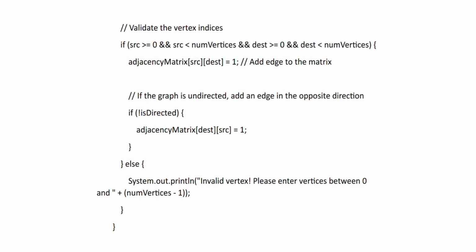Now the source and destination vertices are extracted. The vertex indices are validated to ensure they are within range or not. Here, an if condition is used to validate the vertices. If the vertices are valid, a 1 is placed in the adjacency matrix, that is source to destination, indicating an edge from source to destination. If the graph is undirected, a 1 is also placed in the adjacency matrix from destination to source, to represent the bidirectional edge.